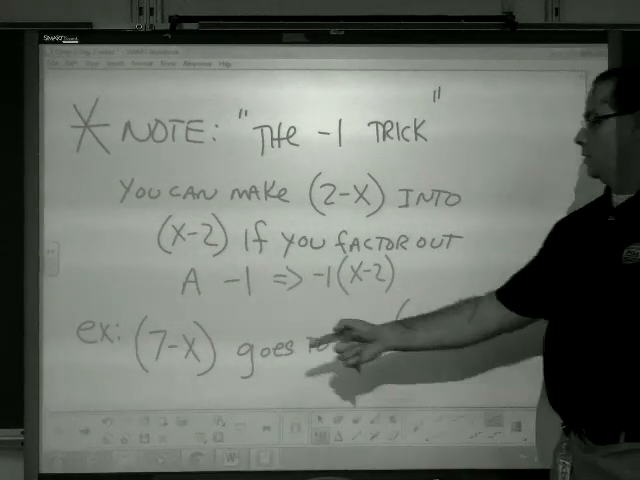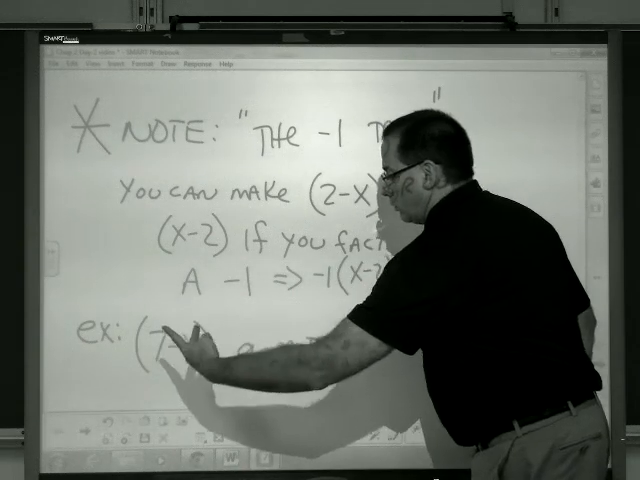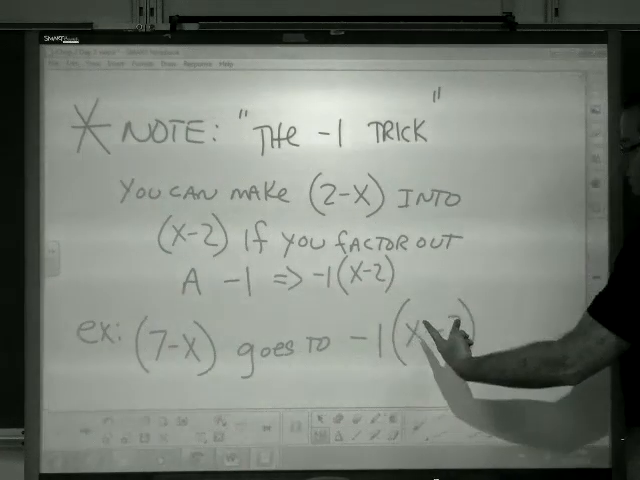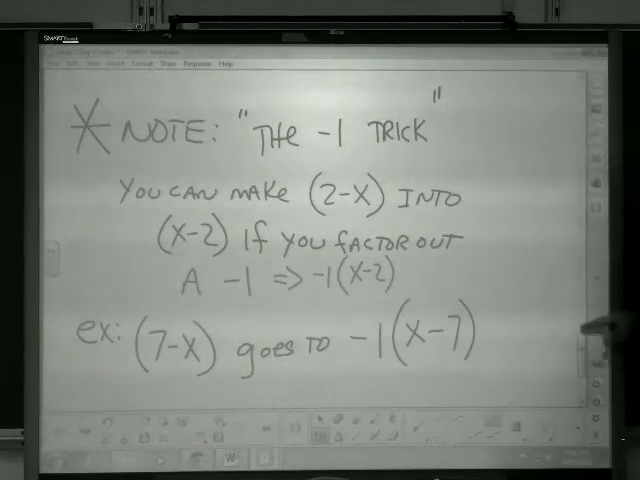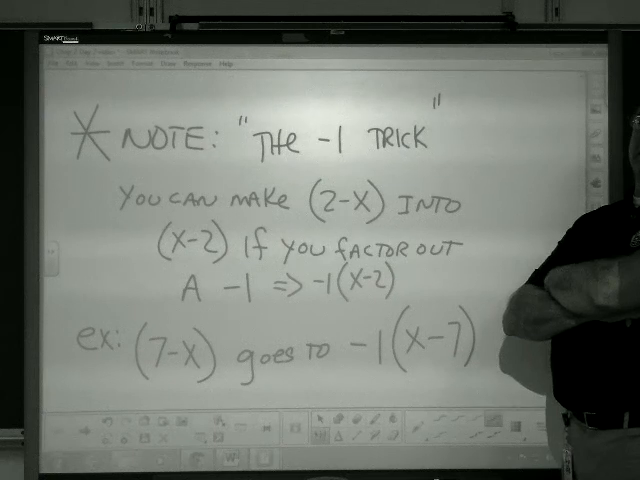So for example, 7 minus x, I can turn it around to x minus 7 as long as I take out the negative 1. And that's kind of what I call it. Hey, that's the negative 1 trick.